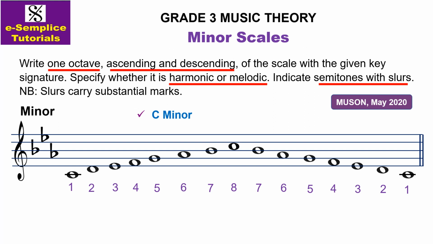And we need to decide which of the scale or the form of the scales we want to write. Are we writing harmonic scale, or are we writing a melodic scale? I think I will decide to do a melodic scale. And with a melodic scale, it means the 6th and the 7th notes will be raised.